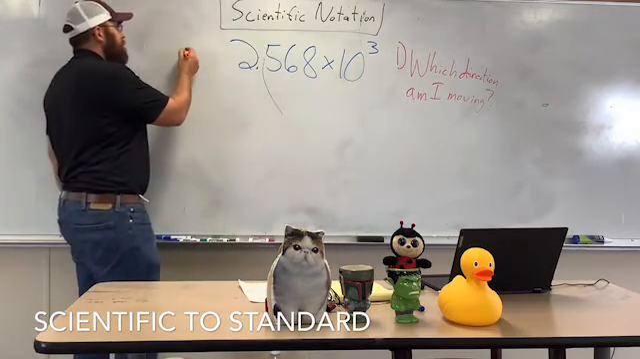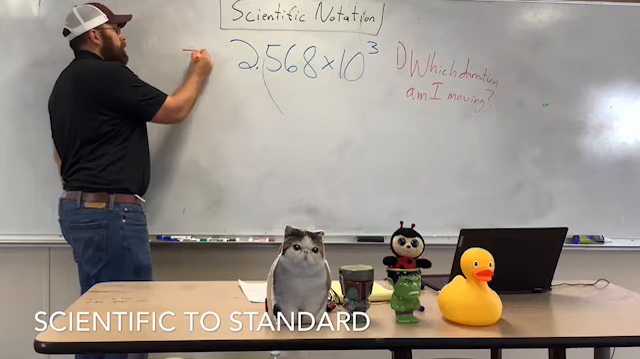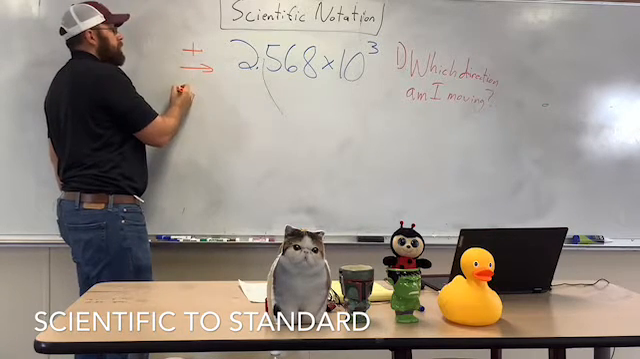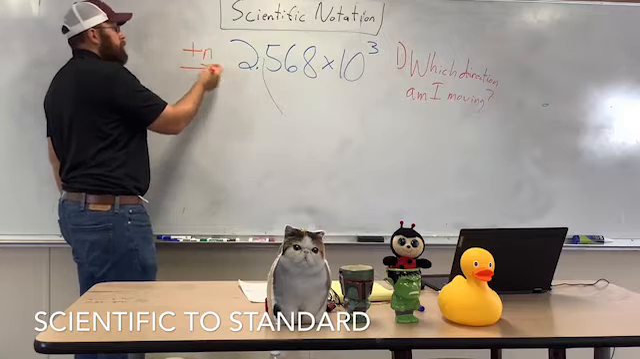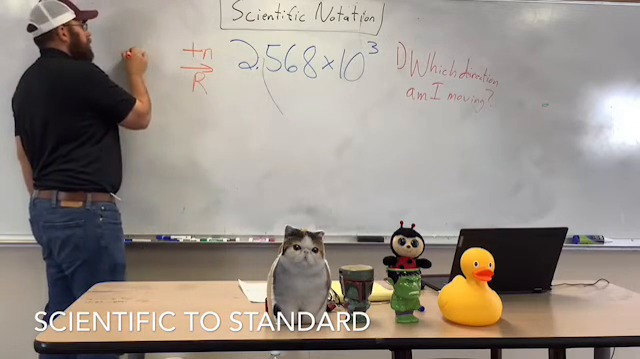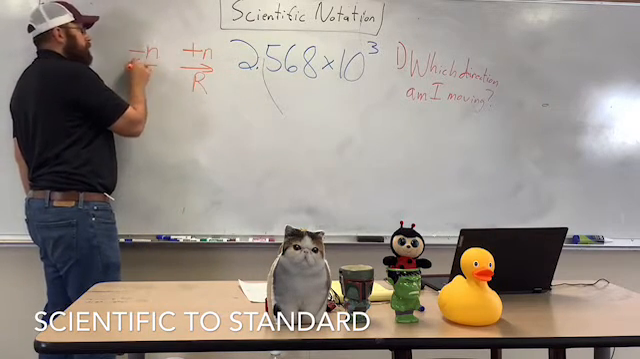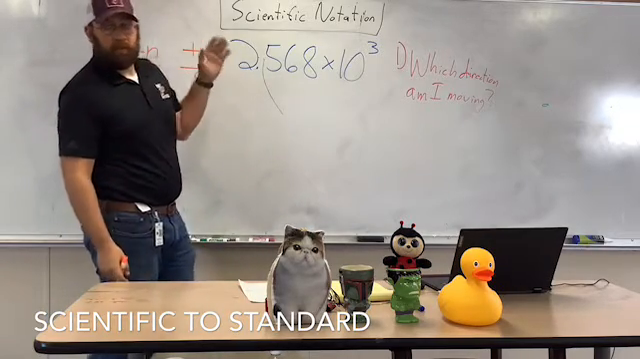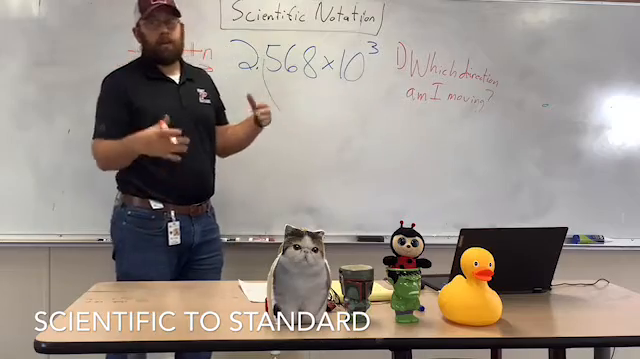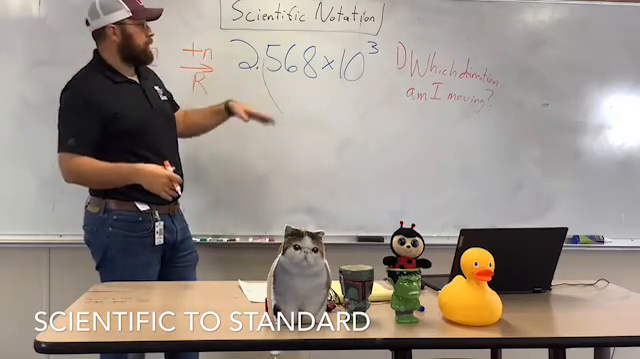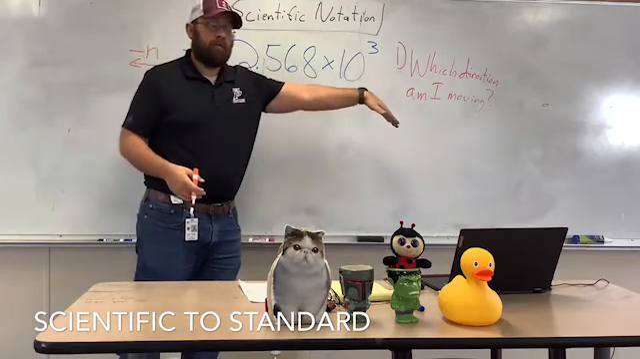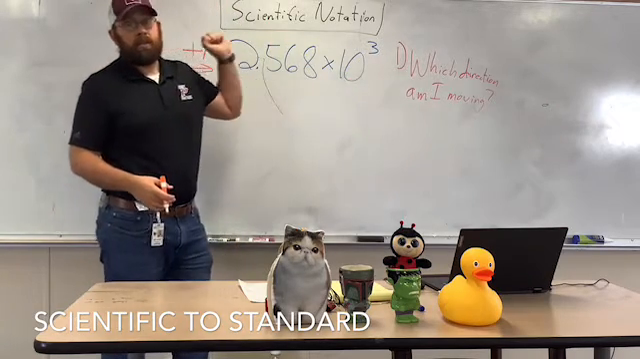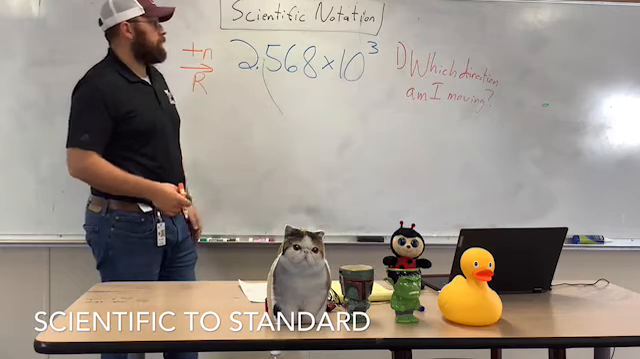When you have a positive, you're going to move to the right. So a positive exponent moves to the right. A negative exponent, you're going to move to the left. All right? Please write this down, as you should have written down the other thing. Keep a note of it, which one you're going to. So this is scientific notation to standard form. The other one was standard form to scientific notation.